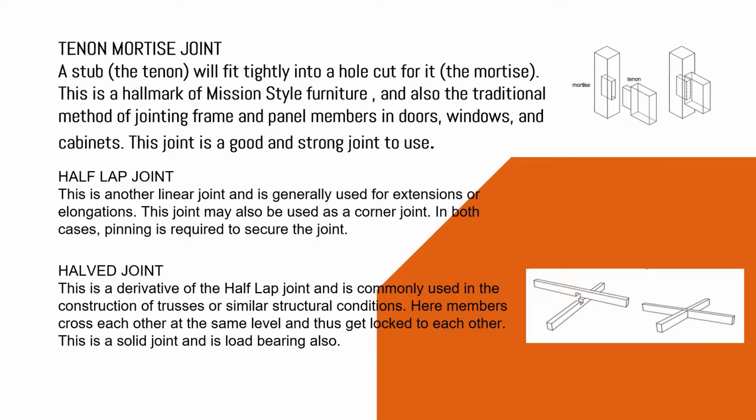Half joint. This is a derivative of the half lap joint and is commonly used in the construction of trusses in semi-structural conditions. Here the members cross each other at the same level and get located to each other. This is a solid joint and is load bearing also.